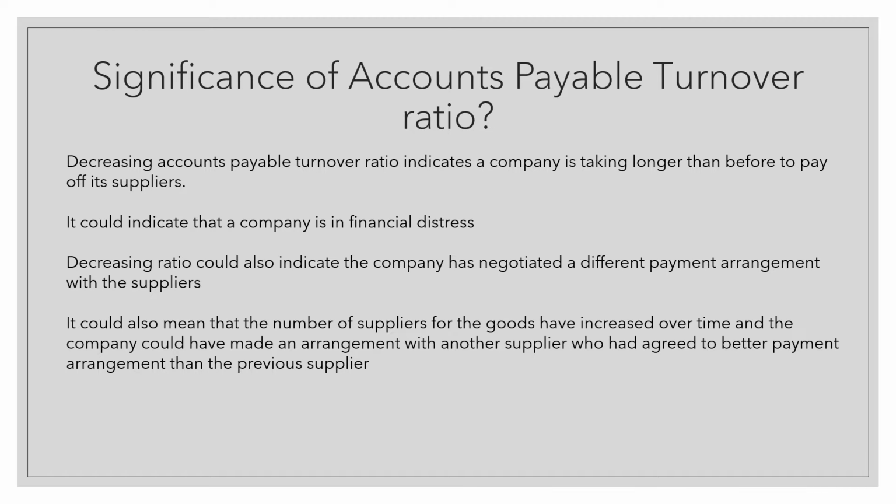A decreasing accounts payable turnover ratio indicates a company is taking longer than before to pay off its suppliers. It could indicate that a company is in financial distress. A decreasing ratio could also indicate that the company has negotiated a different payment arrangement with the suppliers. It could also mean that the number of suppliers for the goods has increased over time, due to which the company could have made an arrangement with another supplier who had agreed to a better payment arrangement than the previous supplier.